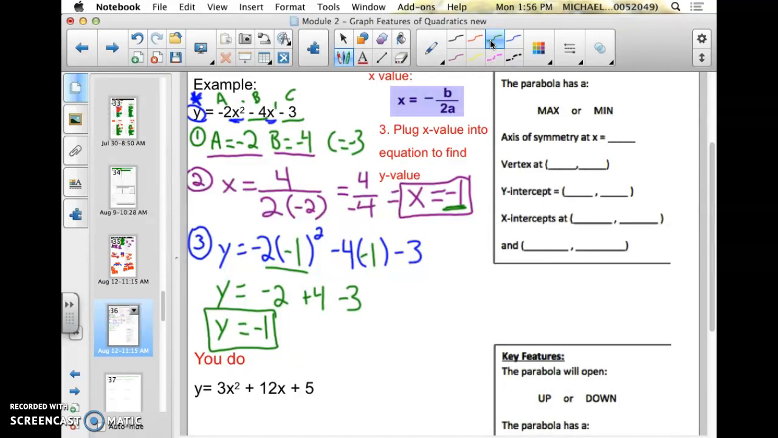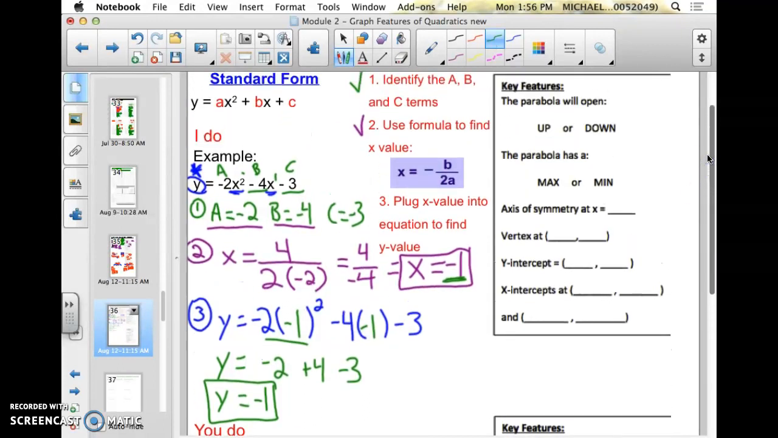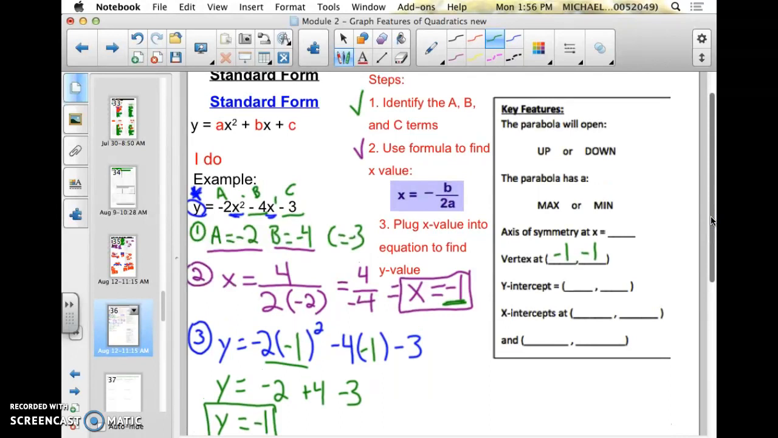Which means the vertex of that original function, negative 2x squared minus 4x minus 3, where this parabola begins, is at negative 1, comma, negative 1. And again, we're not going to tell the y-intercept or the x-intercept yet. That's going to come later when we draw these things. But I can also distinguish if it'll open up or down. In this case, it's determined by the a term. The a term is negative 2. So it's going to open down because it's negative. And that means the parabola has a maximum.